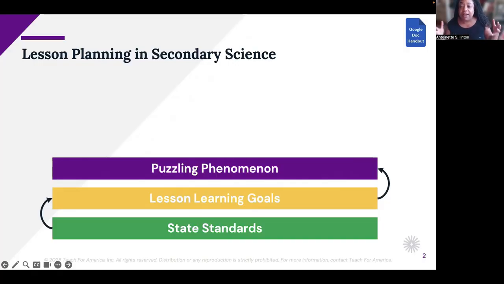So now here's where the science becomes really powerful. We anchor the lesson in a puzzling phenomenon. And this matters because science is fundamentally about explaining the world, right? The physical world. So instead of starting with vocabulary or definitions, we start with something observable, because that's what scientists do. All scientists are very good at making observations, right?